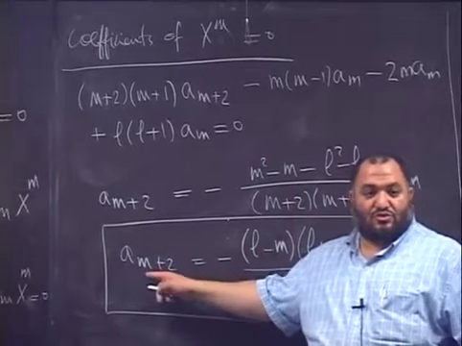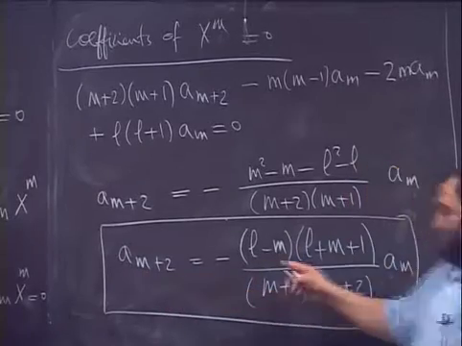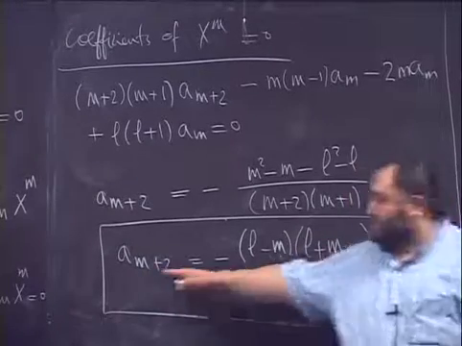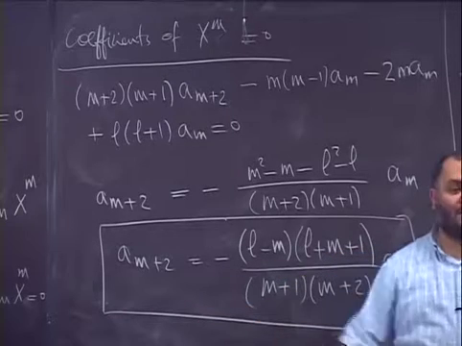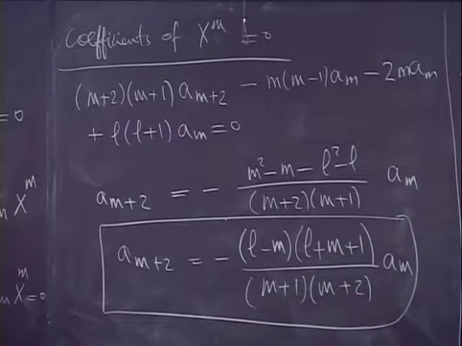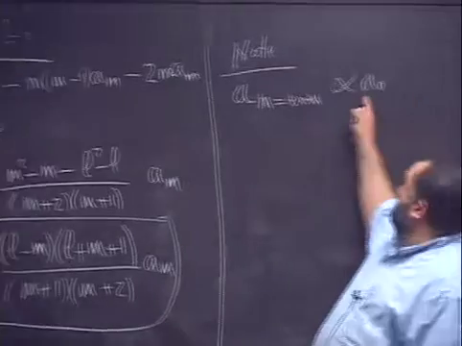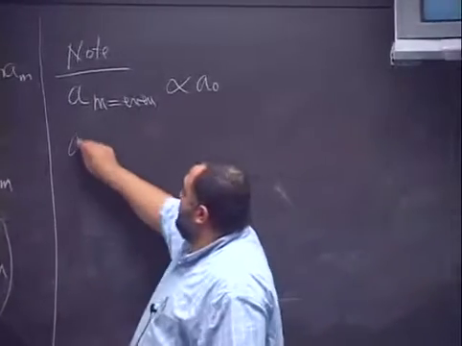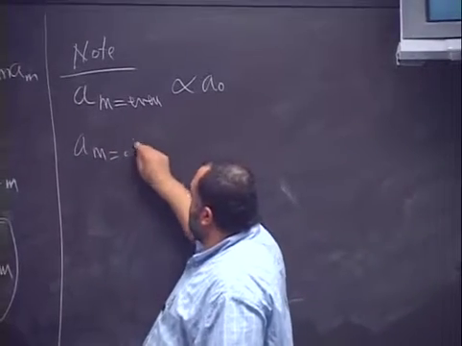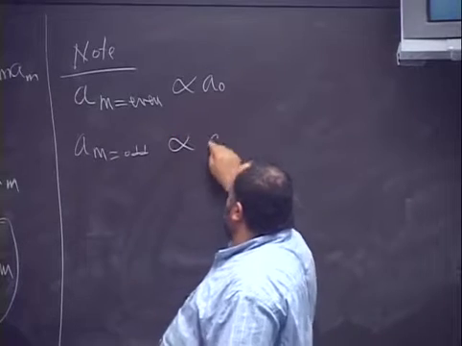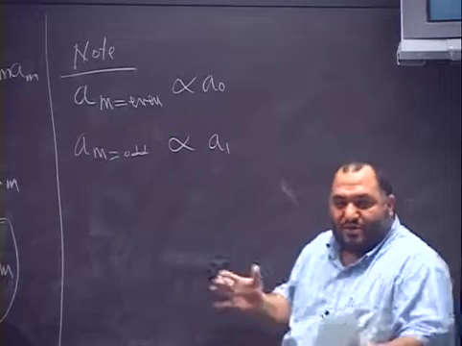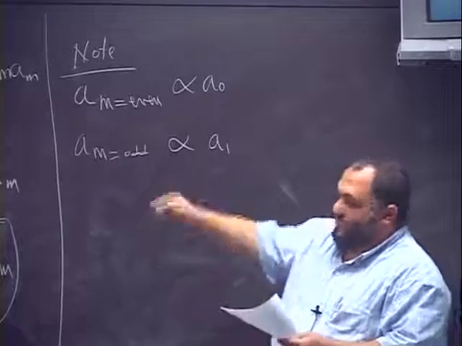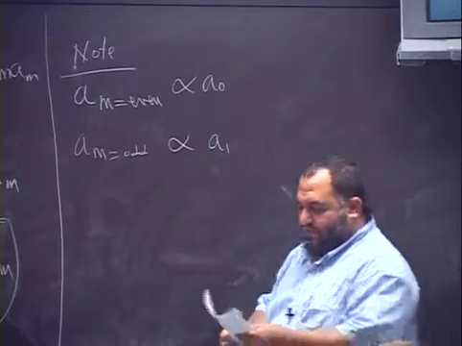A naught plus 2, so it's A2. Then when you substitute with A2, you will get A what? A4. Substitute with A4, you will get A what? A6. So the even m will be proportional to what? A naught. And odd m will be proportional to what? A1. Yes? So we'll have two categories. When you do the expansion here, you will have two categories.